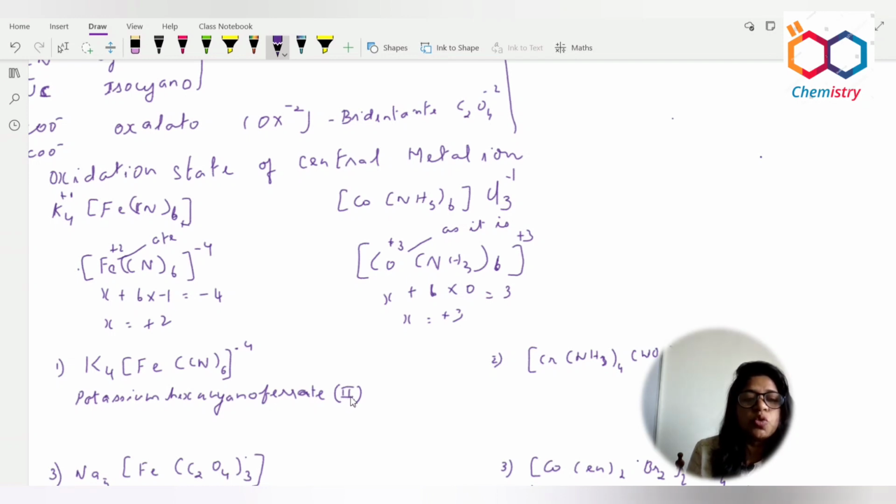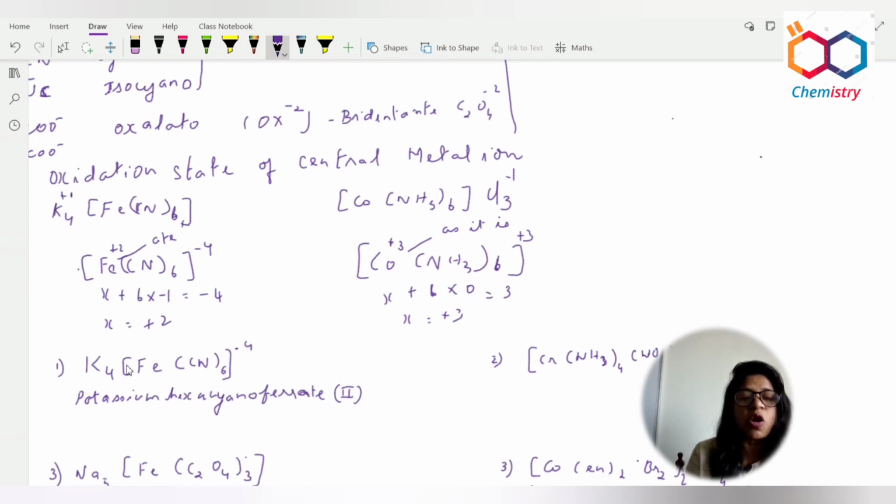Now, this oxidation 2 will decide K4. So, you don't have to write here tetra potassium. Only potassium is enough. Only you have to mention the oxidation state of the central metal ion. So, first the positive part of the complex, then the negative part.